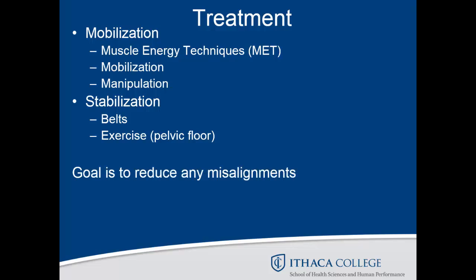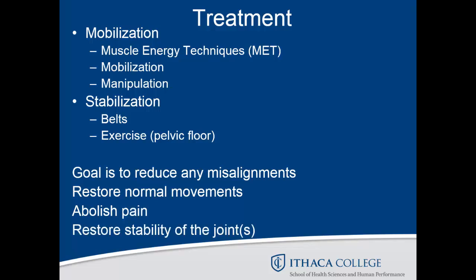So the goal with treatment is always to reduce any misalignments or malalignments that we've been talking about, restore normal motion that should be in the SI joint, get rid of their pain, and then remember this joint really needs to be stable. And so as we've talked about with cervical, thoracic, and lumbar, really all of these patients need to end up getting on some kind of stabilization program. This is especially true at the SI joint.